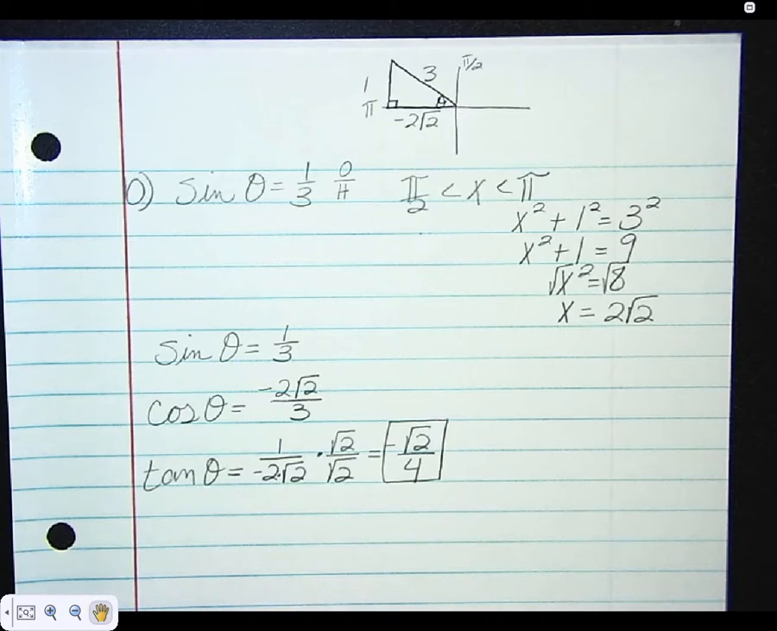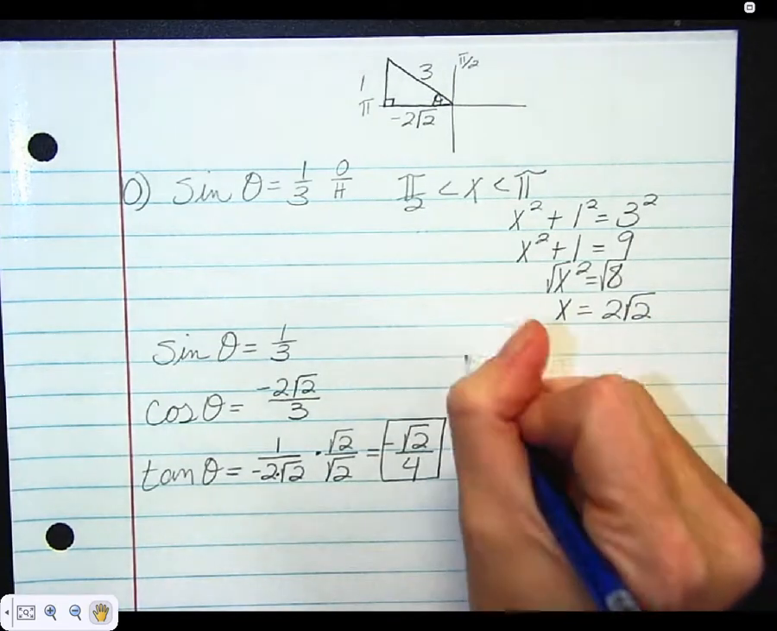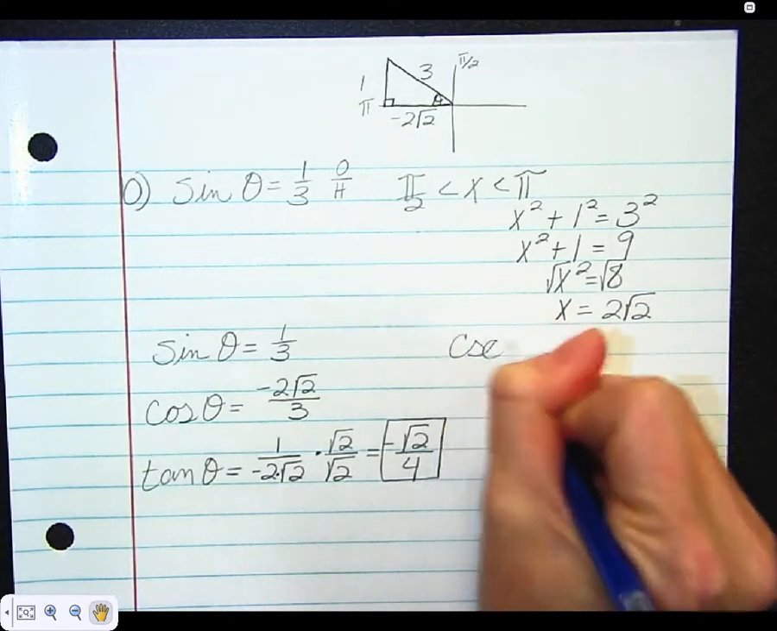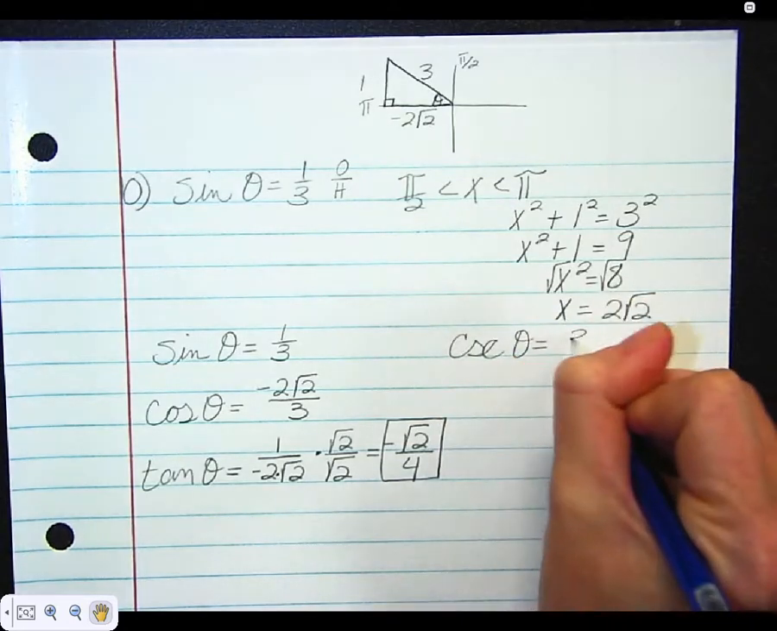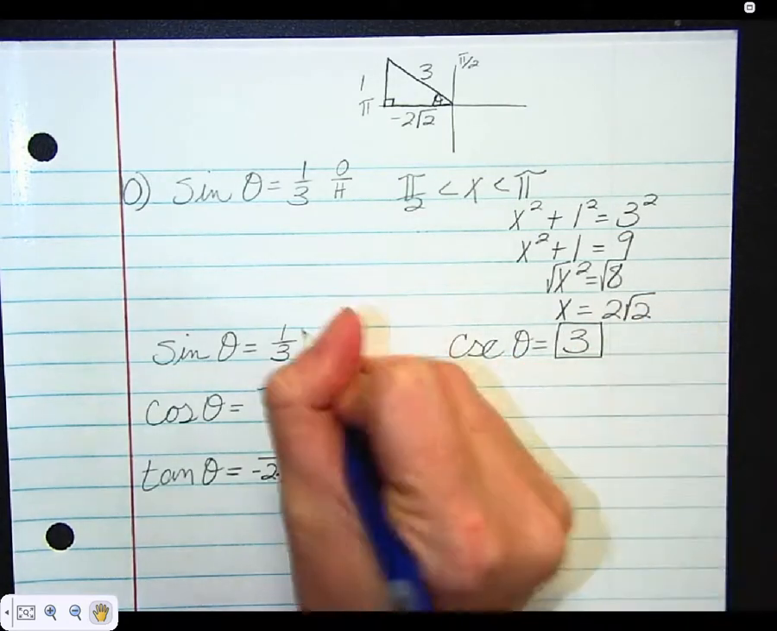All right, asked me to find all 6, so let's go through and flip these upside down. So my cosecant will be easy to flip upside down. 1/3 will flip over and become 3. And box some of my other answers.